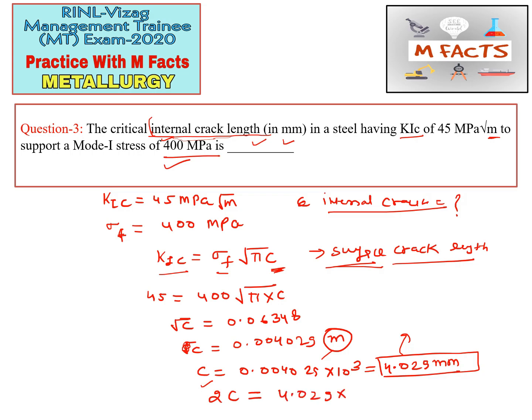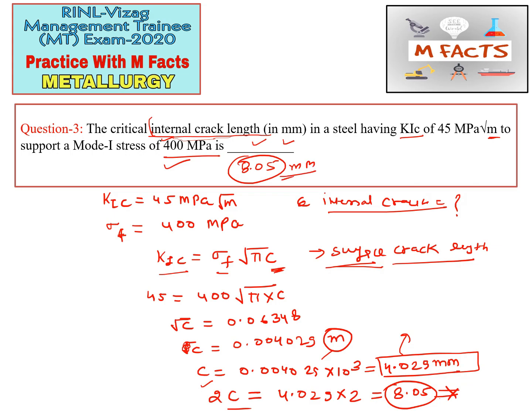Why? Because I have already told you in Griffith theory of brittle fracture, the relation between the surface crack length and internal crack length. If you did not watch that video, you need to watch that video. That is a very important concept in mechanical metallurgy. Okay, so this answer will be around 8.05. This is the correct answer, because they are asking about internal crack length. So I am writing the answer here: 8.05 in mm, this is the internal crack length.